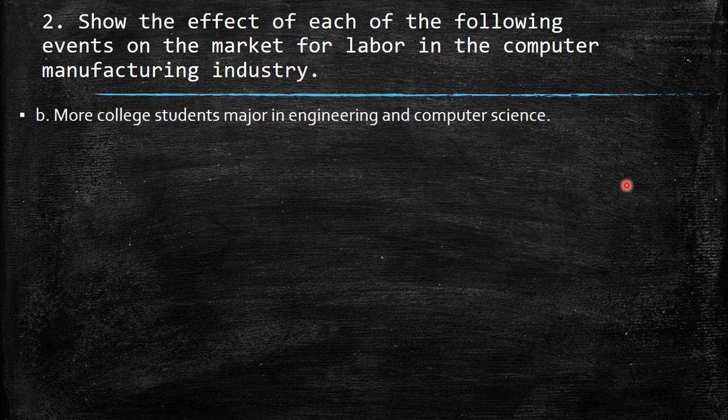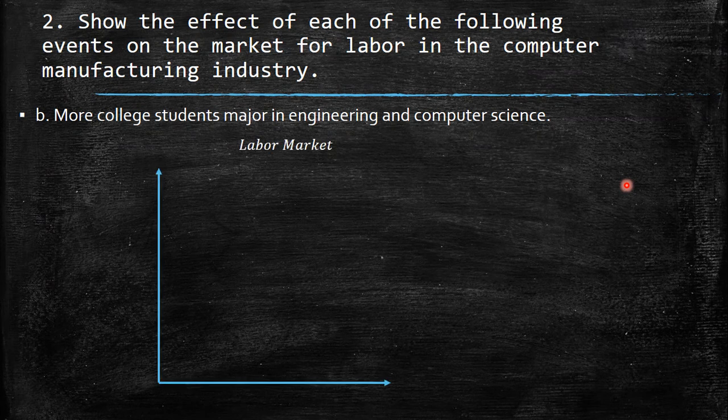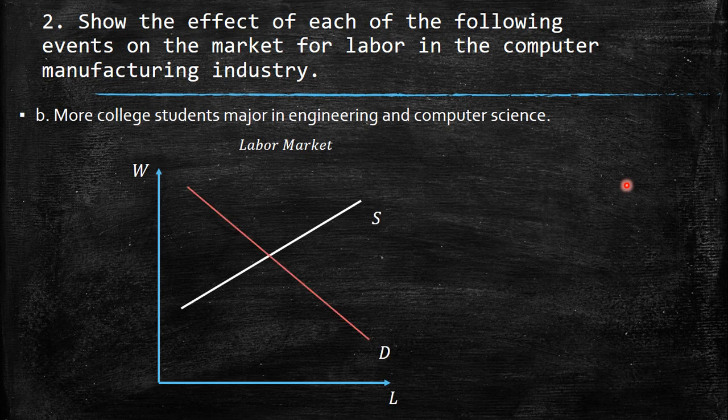Okay, then, more students major in engineering and computer science. So here, more college students. Then we have here the labor market. We have here W and L. Here we have the situation that we have the equilibrium.